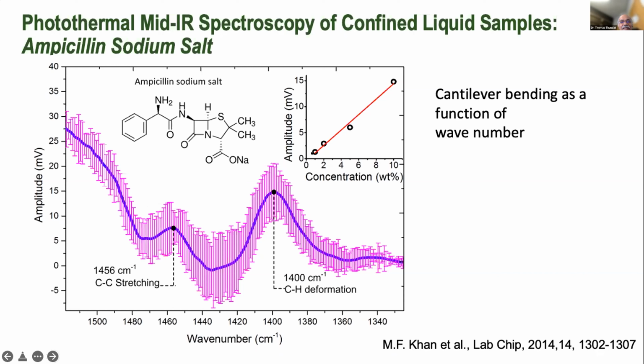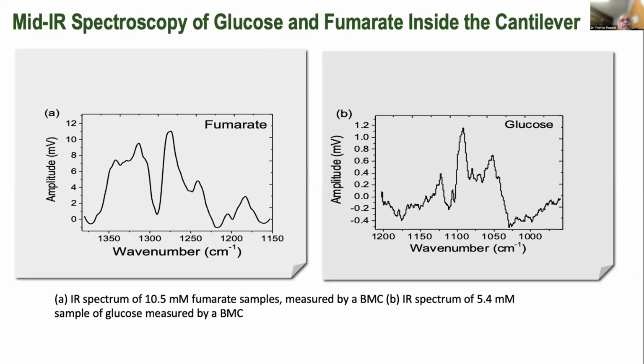This needs a little bit more improvement in the sensitivity, but this idea works even in the liquid phase. This is again a photothermal spectrum of fumarate and glucose, 50 picoliters; this is 10.5 millimolar, and the glucose is around 5.4 millimolar. And you can see the spectrum very clearly from scanning the wavelength.